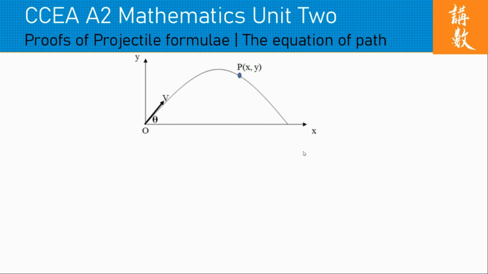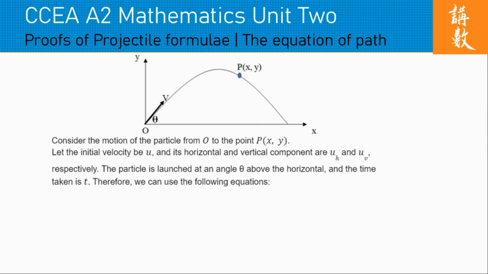Lastly, we will prove the equation of the flight path. Consider the motion of a particle from O to the point P (x, y). We let the initial velocity be u and its horizontal and vertical components be uh and uv respectively. The particle is launched at an angle theta above the horizontal and the time taken is t. Therefore, we can use the following equations.